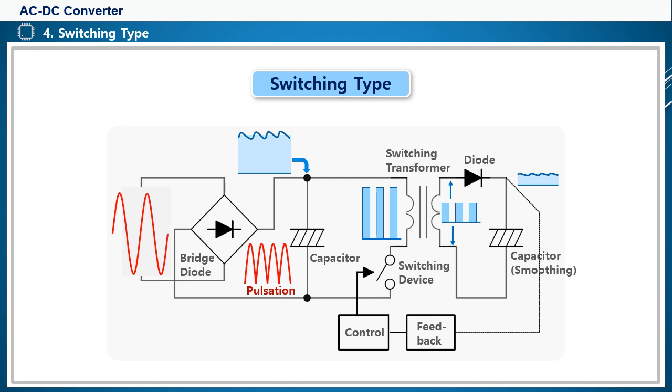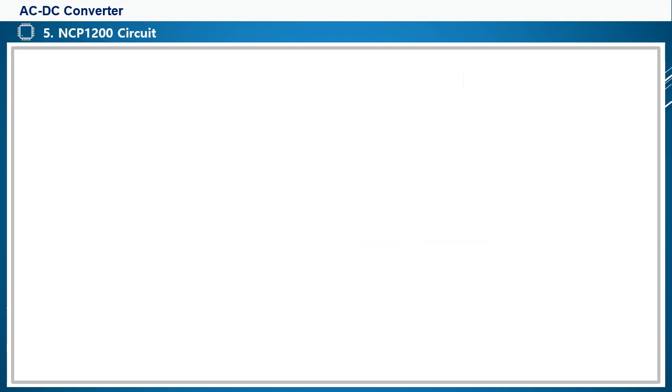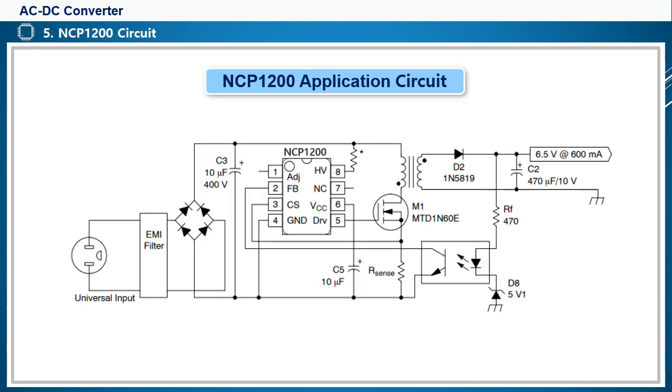or SMPS for short. Compared to the transformer type, the switching type has a complex circuit configuration due to the switching elements and control circuit. But it has a great advantage in terms of miniaturization and weight reduction because it can be handled with a small transformer through high-speed switching control. Now, let's take a look at the actual SMPS circuit and its configuration and operation flow.